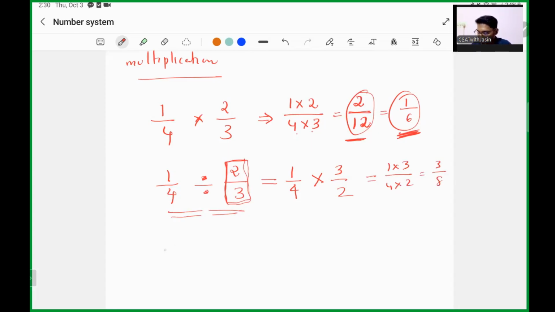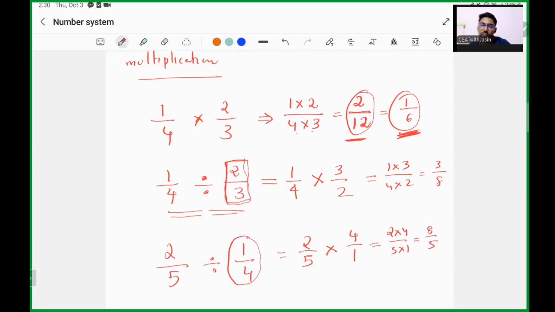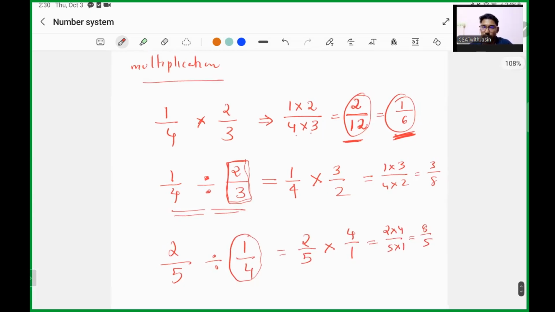I'll give you another example. If you want to divide 2 by 5 divided by 1 by 4, what do you need to do? You have to write 2 by 5, then write multiplication, then take the reciprocal. So it becomes 4 by 1. So it is 2 into 4 by 5 into 1. So that is 8 by 5. So these are the operations on fractions: addition, subtraction, multiplication and division.